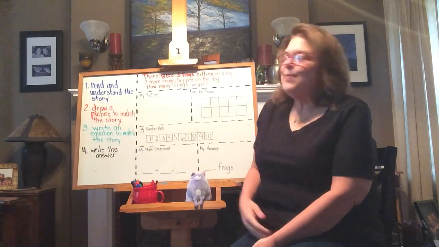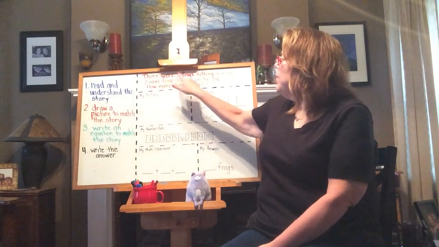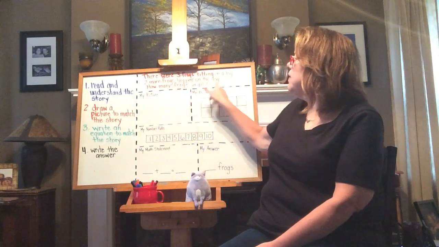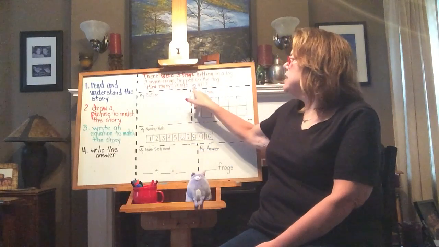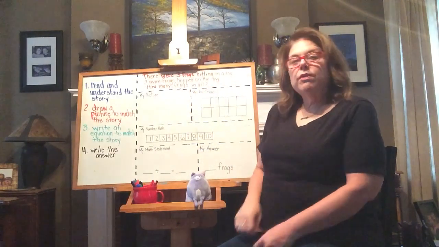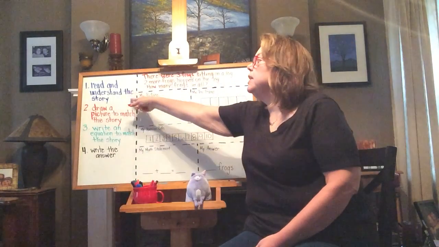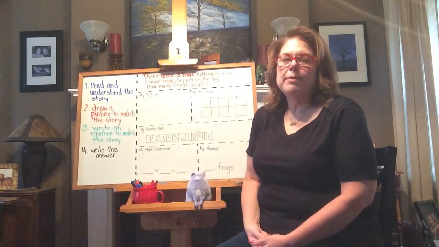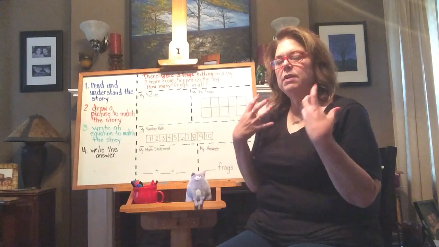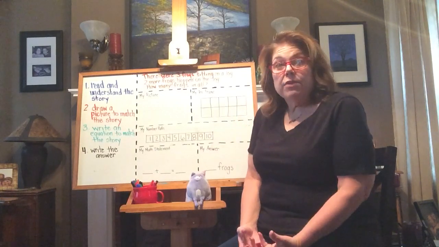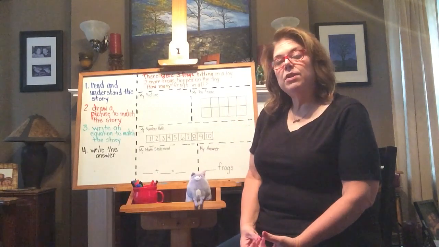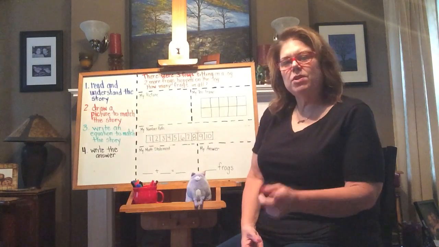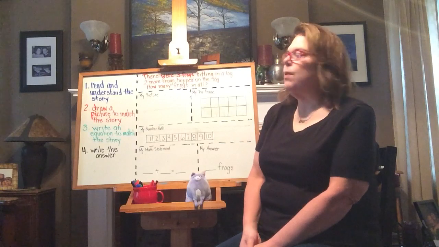It's about frogs. It says, there were 3 frogs sitting on a log. 2 more frogs hopped on the log. How many frogs in all? So the first thing we said we have to do is read and understand the story. So I'm going to read that one more time just to make sure that I've got a good, clear understanding. And if I understand the story, I should be able to tell it to you in my own words. So I'm going to read it one time, and then I'm going to try to tell it to you in my own words, using my words.